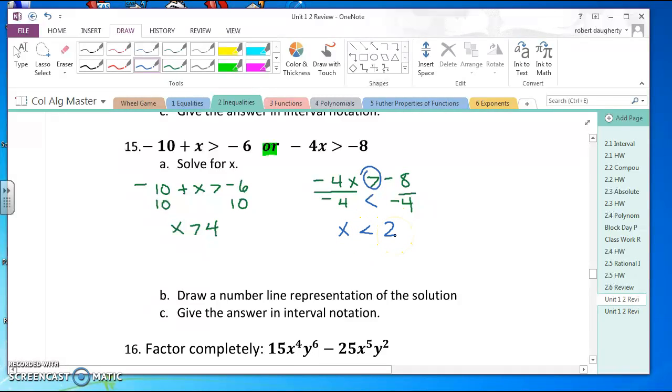So on a number line, I've got 2 and 4. So if I'm less than 2, that's this. Greater than 4 is this. So those are two intervals. Those are the intervals -infinity to 2 and 4 to infinity.